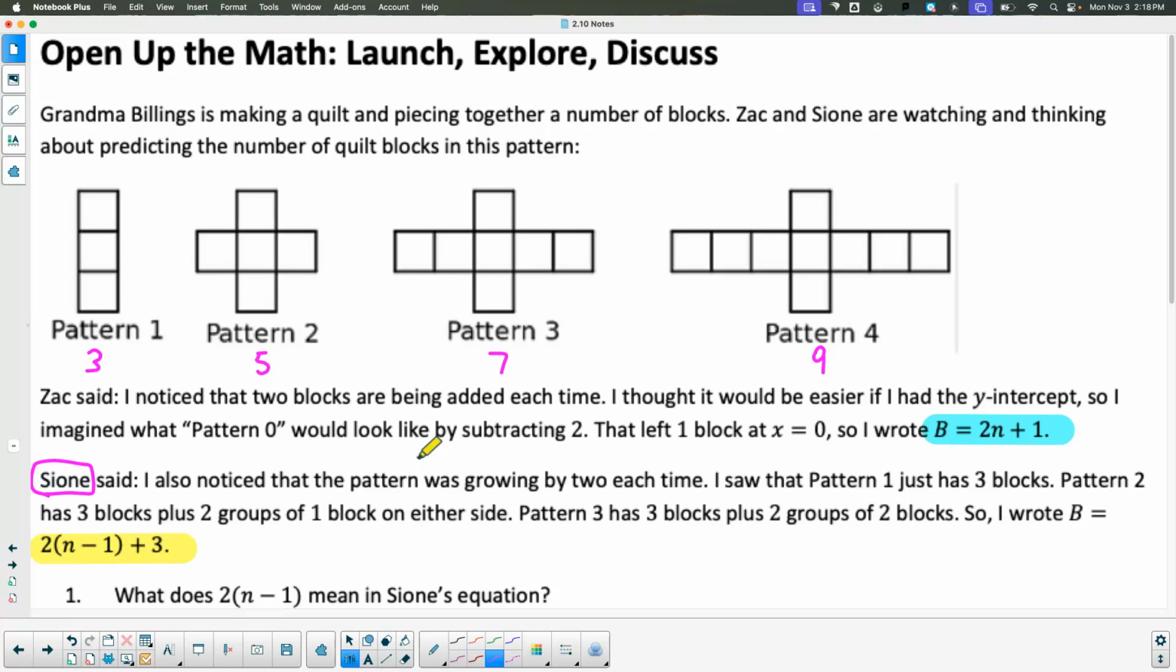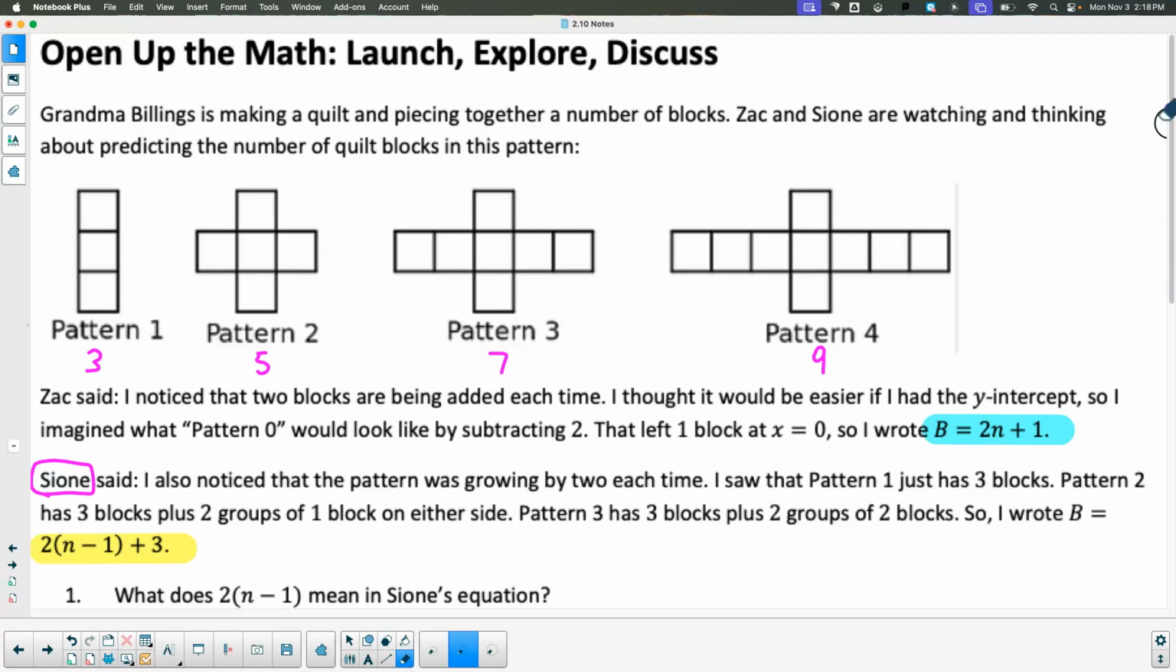Plus 3 is 3. 2 minus 1 is 1, times 2 is 2, plus 3 is 5. 3 minus 1 is 2, times 2 is 4, plus 3 is 7. 4 minus 1 is 3, times 2 is 6, plus 3 is 9. So it fits. Okay? So, what can you tell me about those two equations? Same. They should be the same, right?